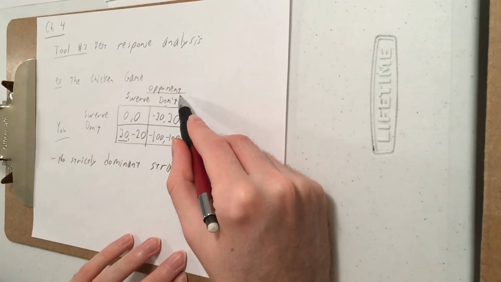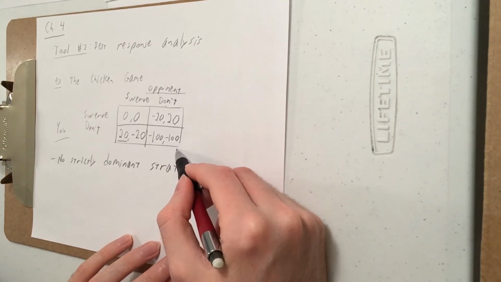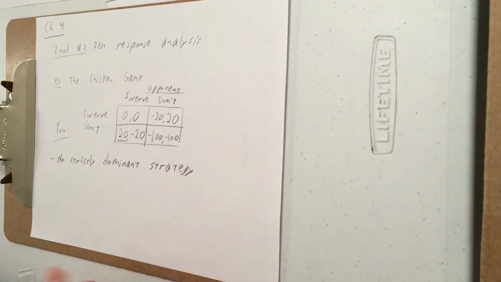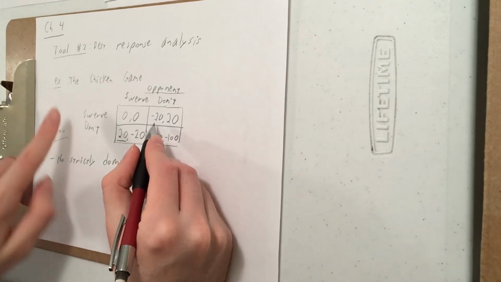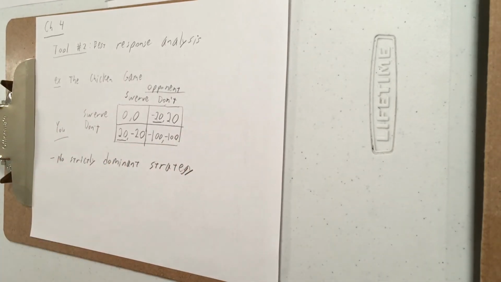If they're playing don't swerve, we're in this second column over here. We're the row player. We care about the first numbers, so the minus 20 and the minus 100. We're better off with minus 20, so we'd rather play swerve if we know in advance that they're not going to swerve.